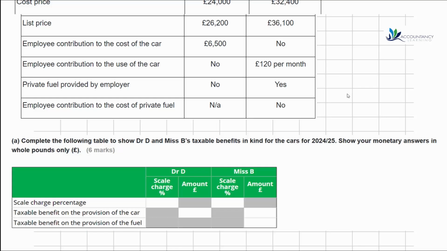So part A asks us to complete the following table to show Dr. D and Miss B's taxable benefits in kind for the cars for the tax year. We need to show our monetary answers in whole pounds only. So it's asking us to do three things. Let's look first of all at the scale charge percentage. Now to be able to do this, we will need to use the reference materials.